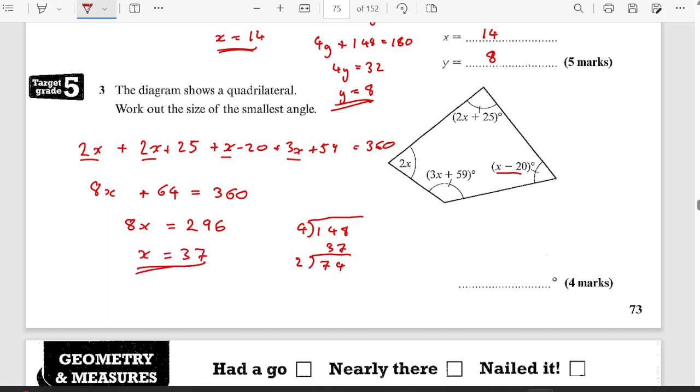Right, what we were asked to work out was the size of the smallest angle. So the smallest angle is 37 minus 20, so that would be 17.